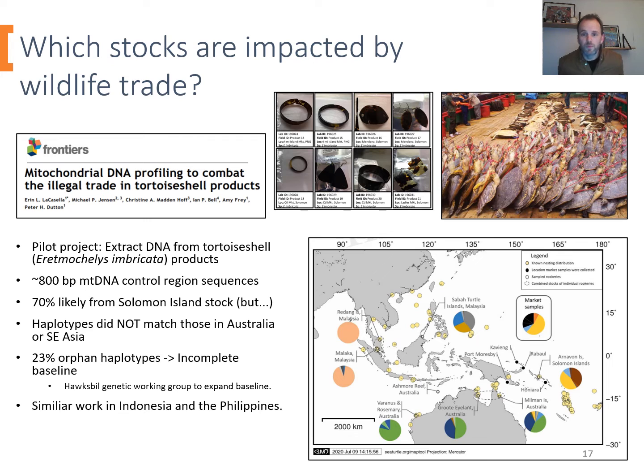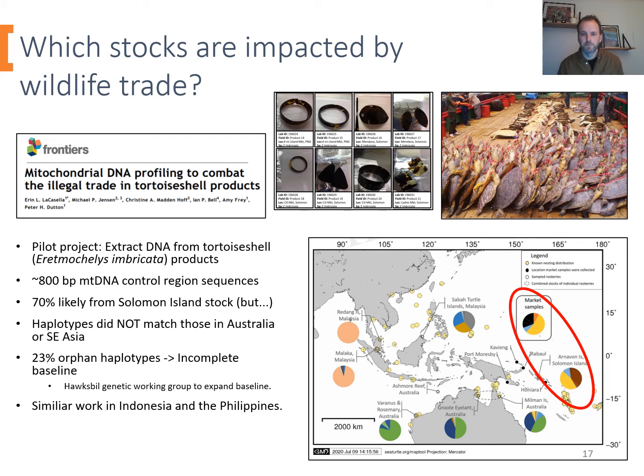And so through the magical work of Aaron Lacasella and Noah, we were able to extract and sequence 800 base pairs of mitochondrial DNA from products like bracelets and earrings. And so the results that we got indicated that about 70% of the products from these markets had haplotypes found primarily at the Solomon Islands nesting stock. And I think equally important, did not match haplotypes from nesting populations in Australia or Southeast Asia, which could then be excluded.